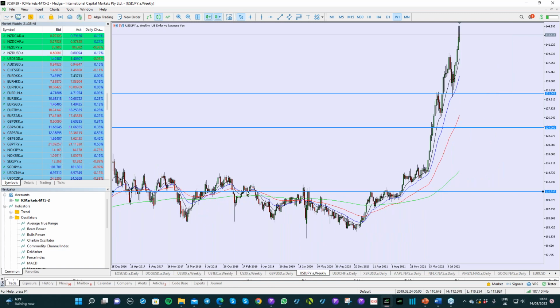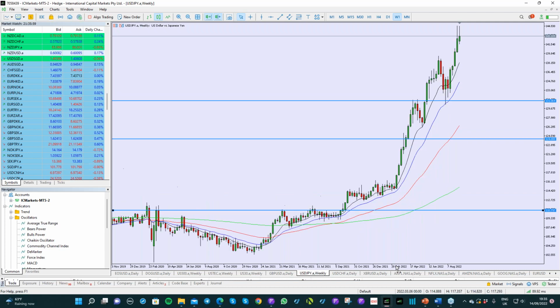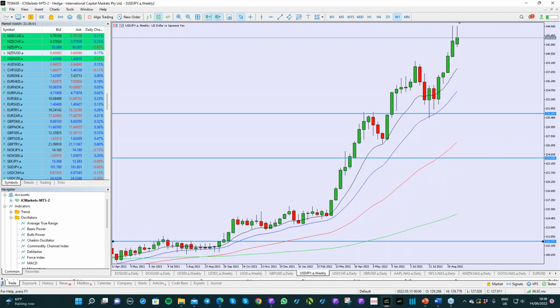We've got a horizontal level of resistance here that price was struggling against. It had come down to here, but it had come up and price was struggling in this area of horizontal resistance here. This is a weekly time frame.